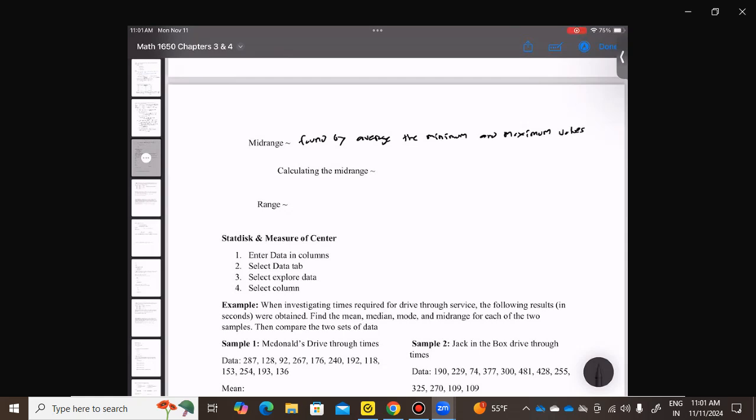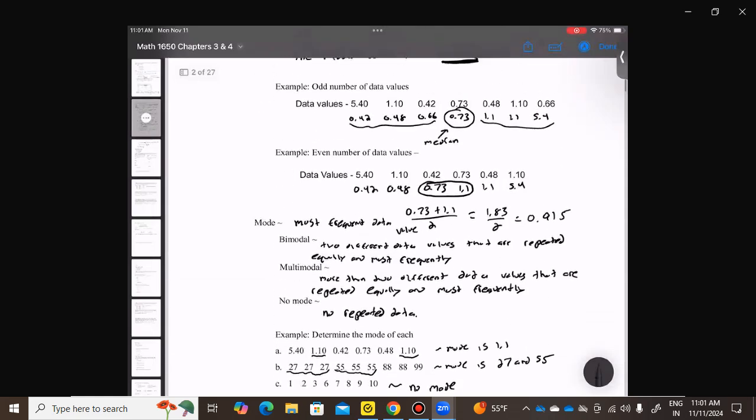So the mid-range is the min plus the max over 2. Okay, don't get this confused with the range, which is the max minus the min. So there's the difference here. Now, before we move on with this, a couple of things I want to mention.